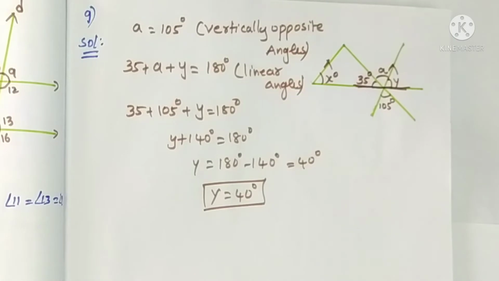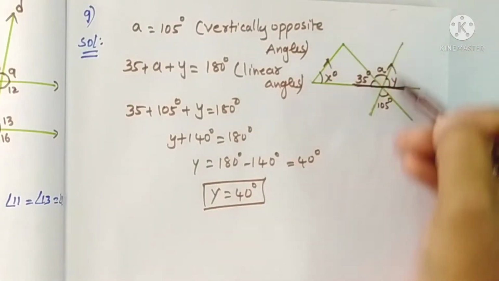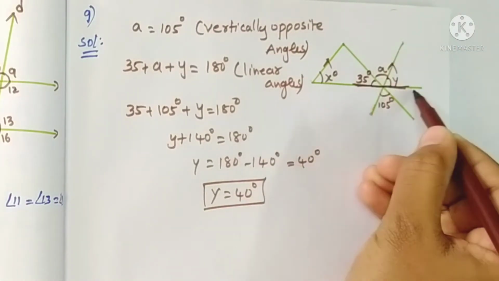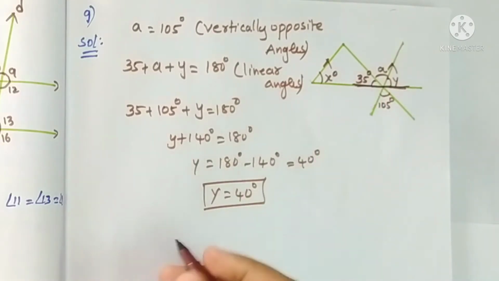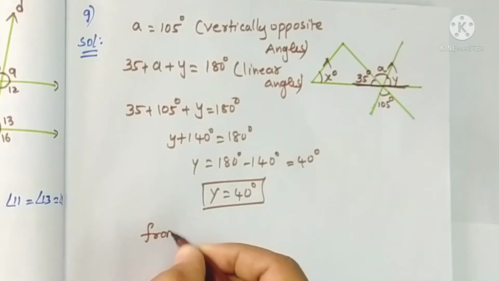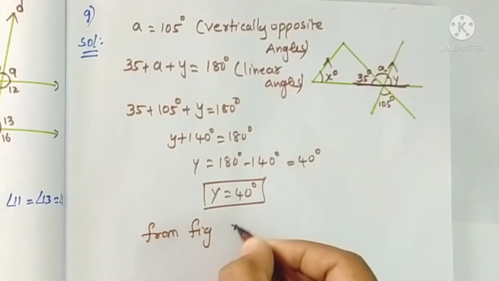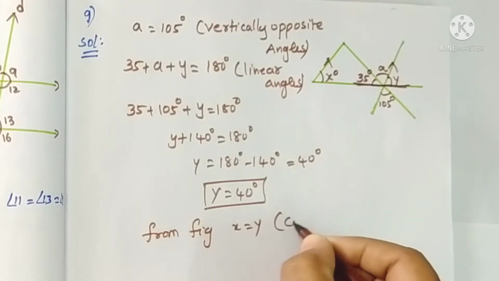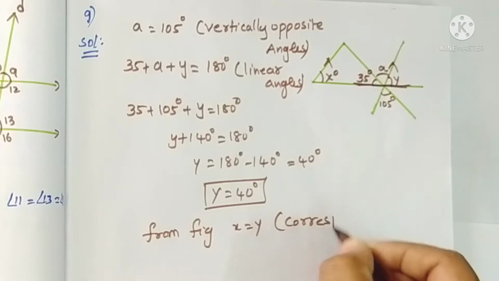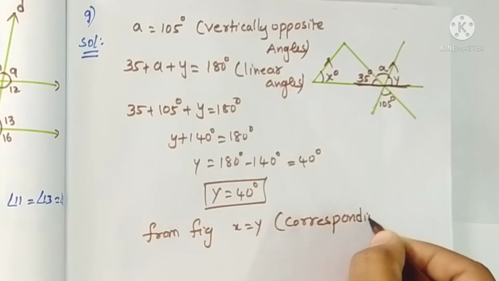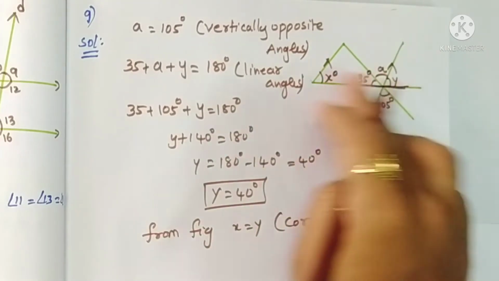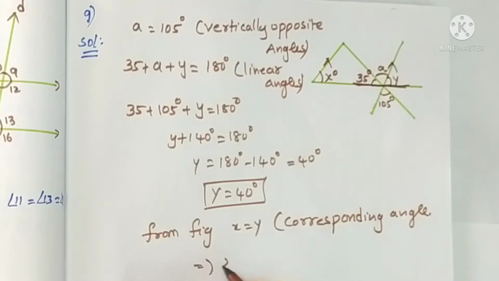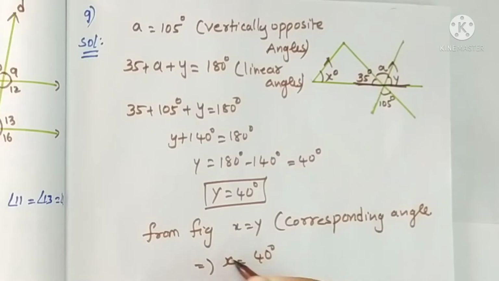Now these two lines are parallel and this is the transversal. X is an interior angle and Y is an exterior angle, right? So from the figure, X is equal to Y. Why? Corresponding angles: one is exterior, the other is interior, and they lie on the same side of this transversal. So that implies X also equals 40 degrees.